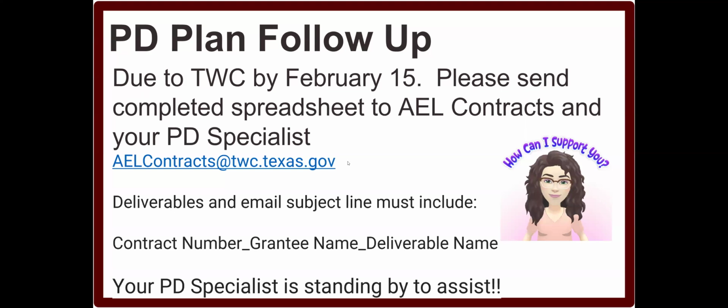TWC also asks that when you name your file and your email, it has your contract number, the grantee name, and the deliverable name in the email and the file, because that just helps them organize and know what they're getting from whom. So please keep that in mind. February 15th, of course, is the week that we're at AEL Institute. So you may need to get it done a little bit earlier, but there you go. All right. Any questions or comments about the PD plan follow-up?